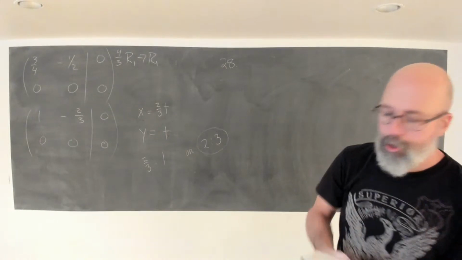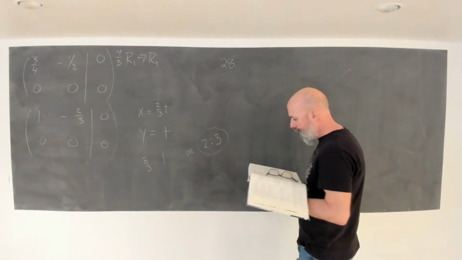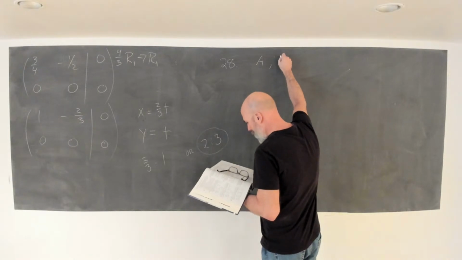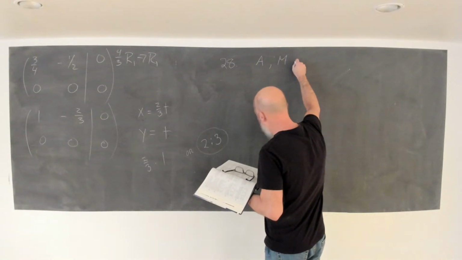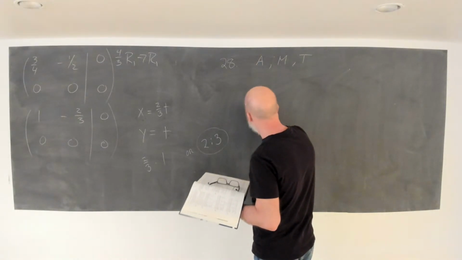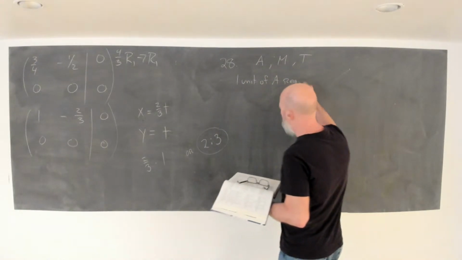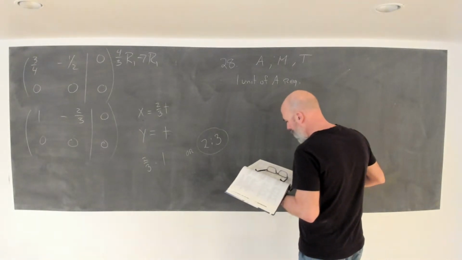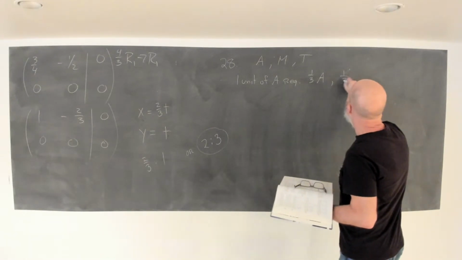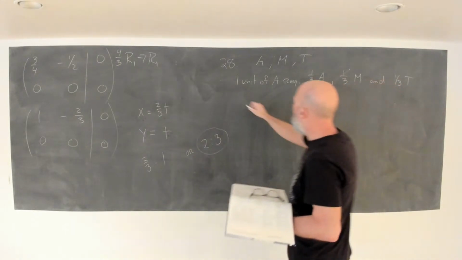Consider the following question. Suppose that we have a 3-sector economy made up of agriculture, manufacturing, and transportation. Suppose that the production of 1 unit of agriculture requires 1/3 of a unit of agriculture, 1/3 of a unit of manufacturing, and 1/3 of a unit of transportation.